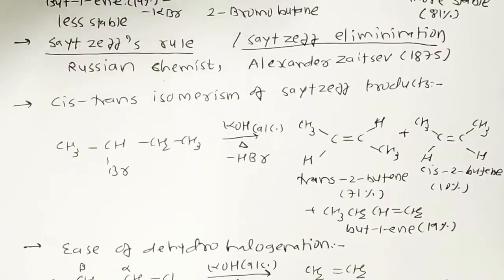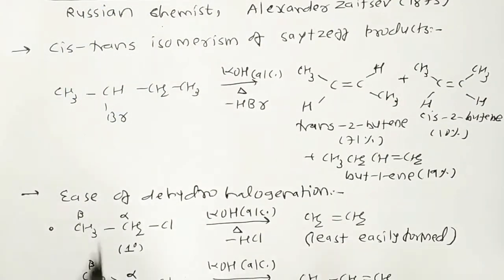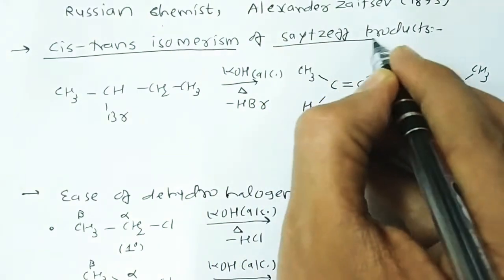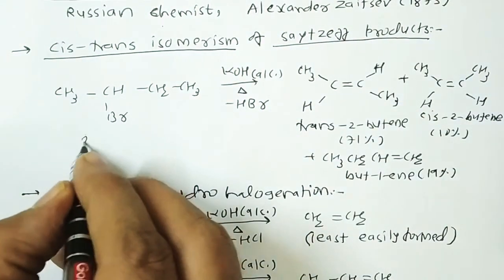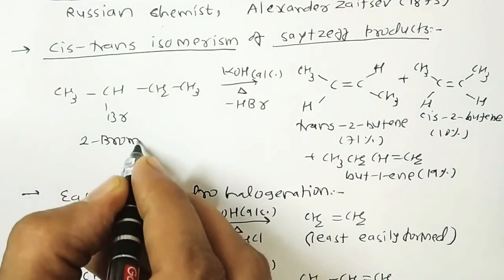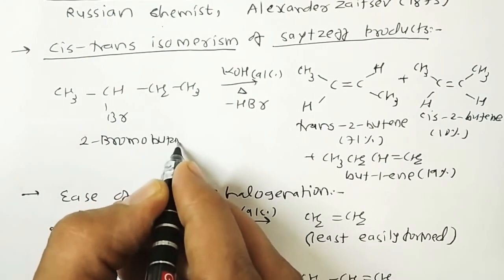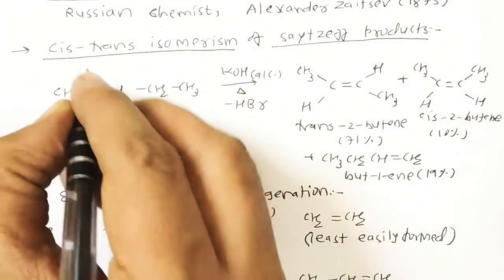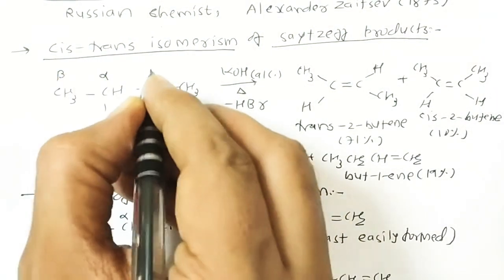There is one more important topic if we study the cis trans isomerism of Saytzev products. Same example, if we take the same example, 2-bromobutane. If the substituted alkene formed during Saytzev elimination is capable of showing cis trans isomerism, then the trans alkene, being more stable, is always formed as the major product. That we all know, that trans is more stable. In this case, the bromine connecting carbon is alpha, here beta.